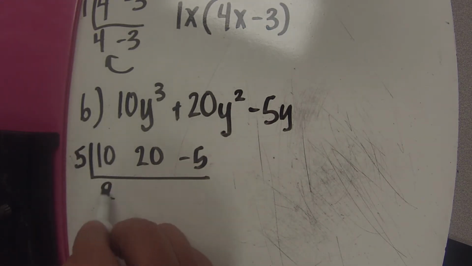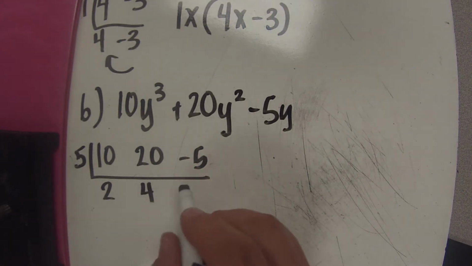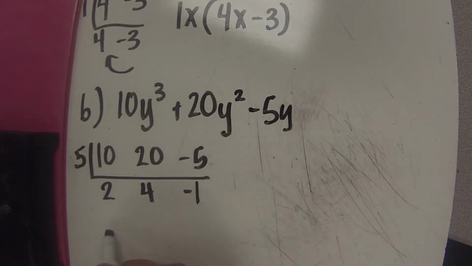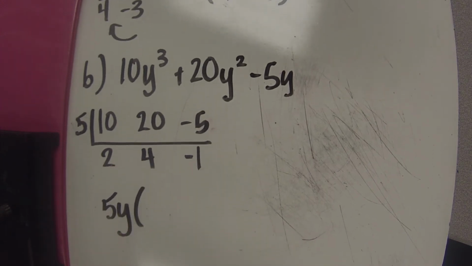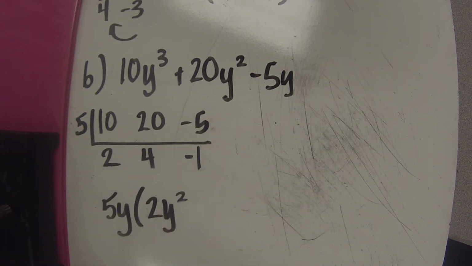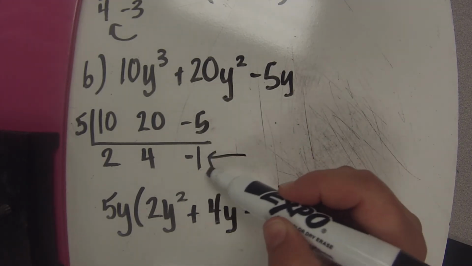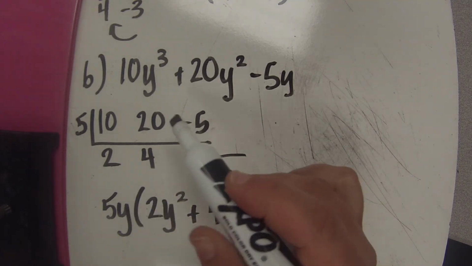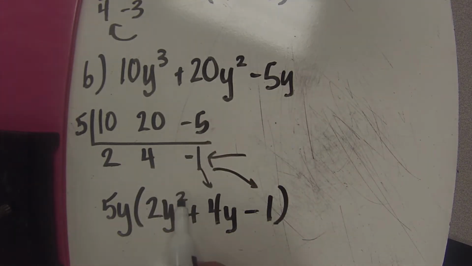So 5 will go into 10 2 times, 5 will go into 20 4 times, 5 will go into negative 5 negative 1 times. And so if we pull out a 5y, what we have left over, we're going to put these as the new coefficients, so 2y squared plus 4y minus 1. And so remember, these become the numbers here, and then the exponents depend on what you factored out. So if we factored out one of these y's, we're going to reduce all of these y variables by 1.